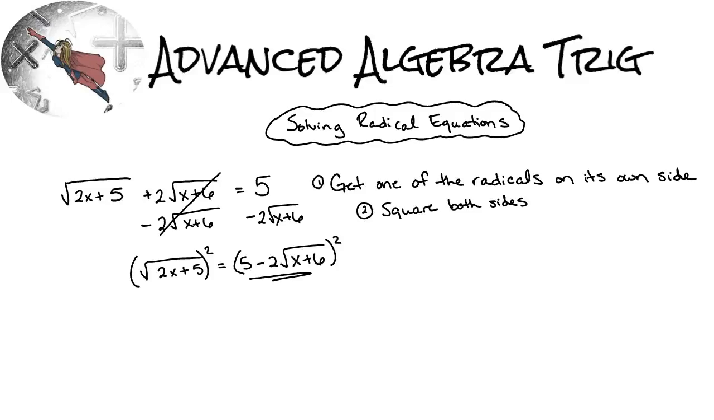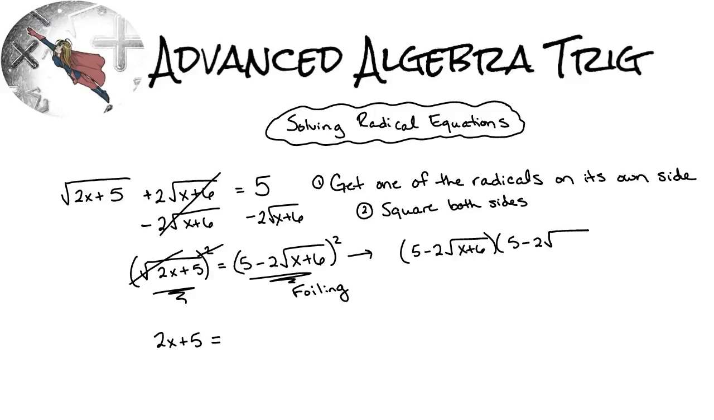Now this part is going to be foiling. Don't forget about that. But on this side, the square root and the squared just cancel. So on that side, I'm left with 2x plus 5. But on the other side, let's show the work for foiling. So I would be doing 5 minus 2 rad x plus 6 times another 5 minus 2 rad x plus 6.